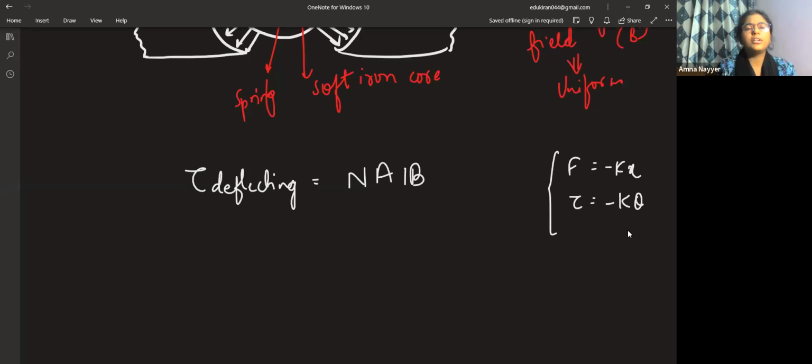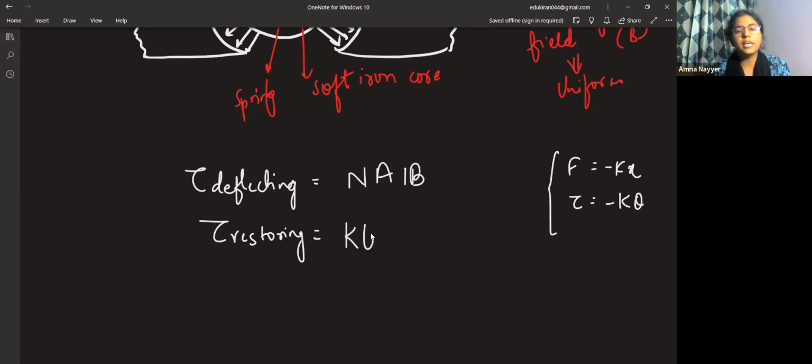So whether we're talking about SHM or not, restoration will always occur. If the deflecting torque is rotating, an anti-deflecting torque is present to rotate it back. Deflection is occurring, then deflection is coming back. So which is making it come back? That is the restoring torque. Force will not come into action because the pointer is rotating actually. This is rotation of the pointer which is visible to us on the screen, which is equal to K theta.